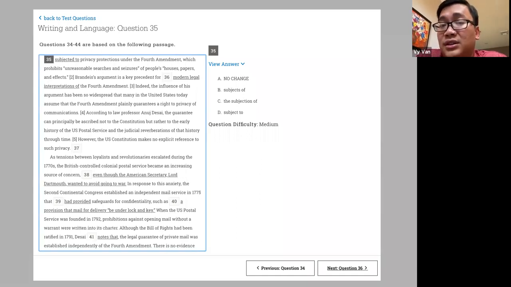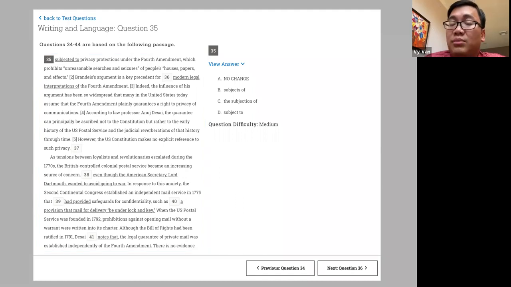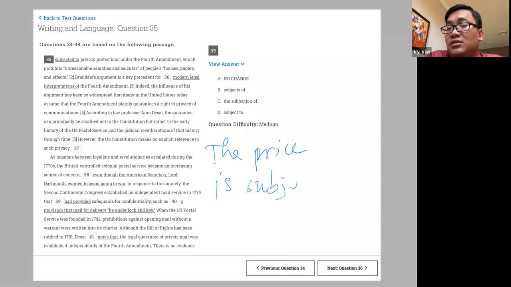Number 35 is a vocabulary type question as well. And here you just have to memorize this actually. When you say something is subject to something, let's say the price is subject to change. Okay, let's say you set a price and you say this, so customers know this is not fixed. So the phrase is something is subject to something. Okay, so if you know this, the answer is D.